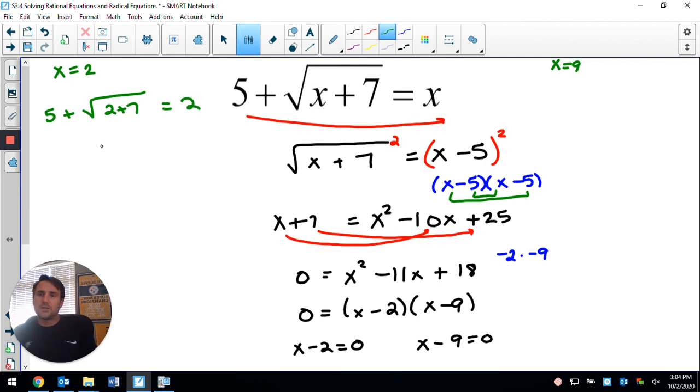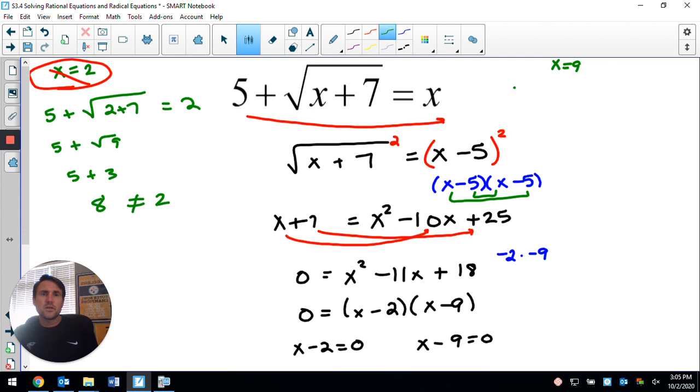Wow, I can already see that's not going to work because that's 5 plus the square root of 9, and the square root of 9 is 3, and 5 plus 3 is 8. How in the world is that 2? So this does not work. All right, big old X on that one. All right, let's try the other side.